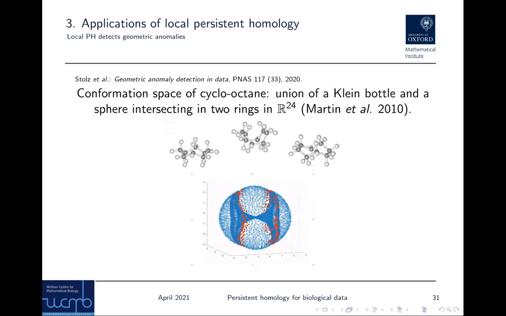Here we have the conformation space of cyclooctane, which turns out to be the union of a Klein bottle and a sphere intersecting in two rings in R^24. Here you've got the projection down to 3D. And we can really find these intersections or points close to the intersections using local persistent homology.